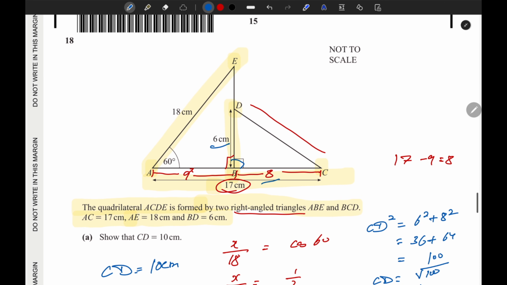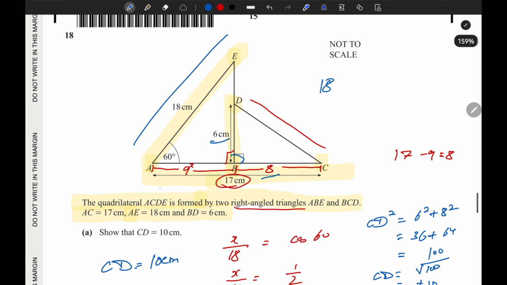See, perimeter will be this side plus this side plus this and then this side. This side only, not this one. This is not included. Only the outer side. So we already have here 18. So this one is 18. So 18 plus this is 17 plus 17, plus we know that this is 10 plus 10. But now we have to find this one, ED.